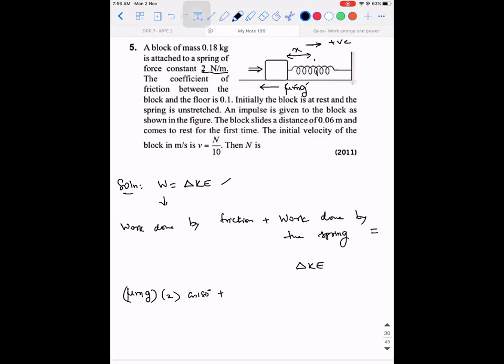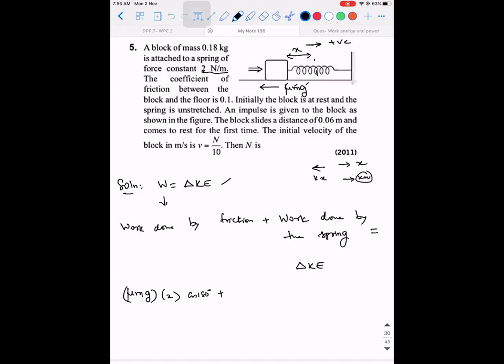Plus work done by spring. What is the work done by spring? So remember, half kx square. See, this is the reason I was stressing on the point. Listen to it carefully. So kx is to the left hand side and x is to the right hand side. When you want to compress the spring, you need to apply a force which is slightly greater than kx, which is almost equal to kx.